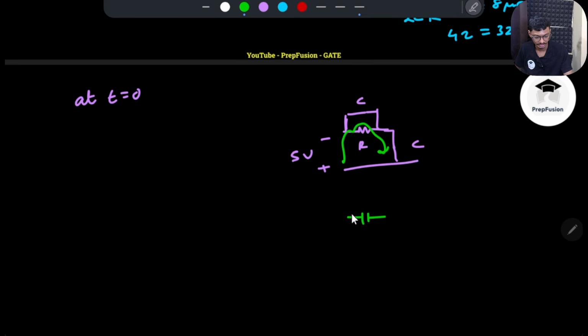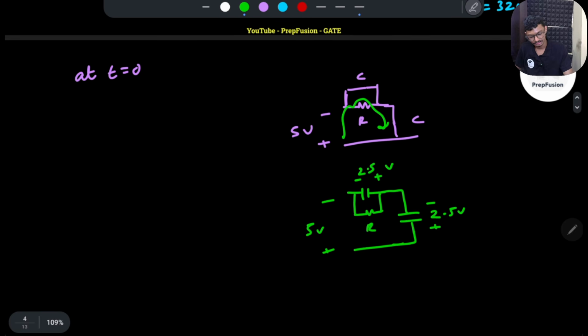Why? Because impulse current will flow, and they have to be instantly charged because both of them are C. If you don't understand how both got charged to -2.5, you have to go and watch the transient videos. I will not be able to explain here. The same impulse current is flowing through both the capacitors, so it will be -2.5. Okay, after this what will happen?